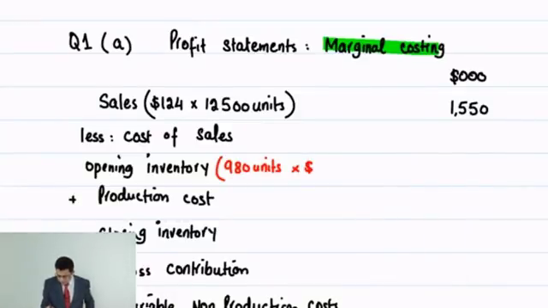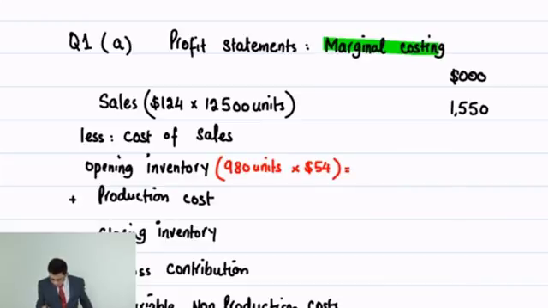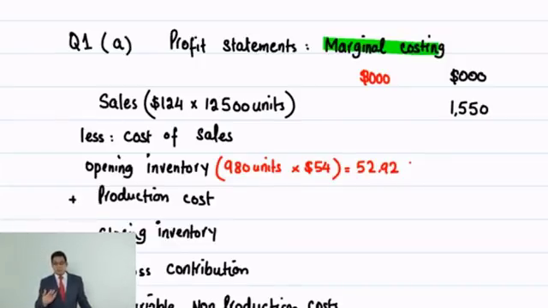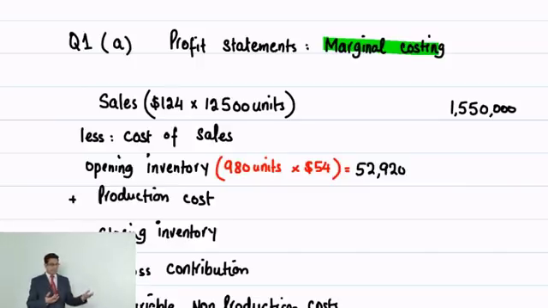So 980 units times $54 we get 52,920, but because we are ignoring 3 zeros, it will come to 52.92. Otherwise it's 52,920. If you feel under pressure, by ignoring 3 zeros it's perfectly fine, or you can just show them in full values. It's completely your choice how your brain works. There's no restriction, completely your choice.